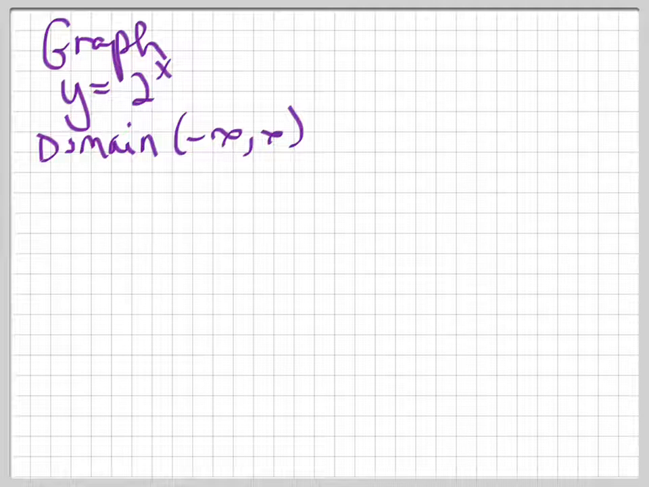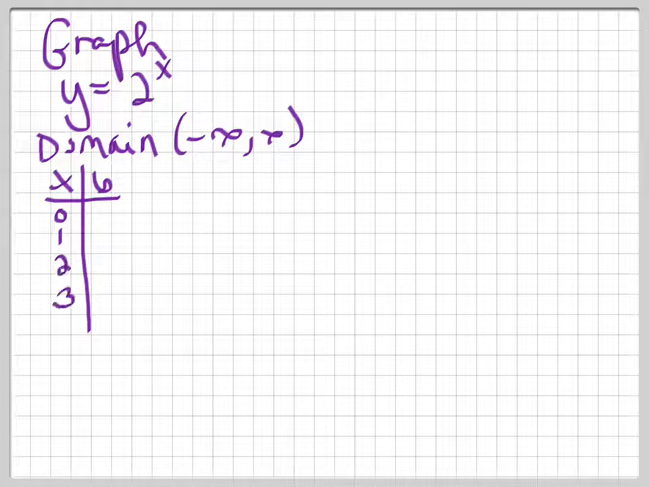Well, since we can take 2 to any power, then the domain is all real numbers, or negative infinity to positive infinity. This is important because when we set up a t-table, we have to make sure that we set up some negative values of x, some positive values of x, and 0, since nothing is restricted here.